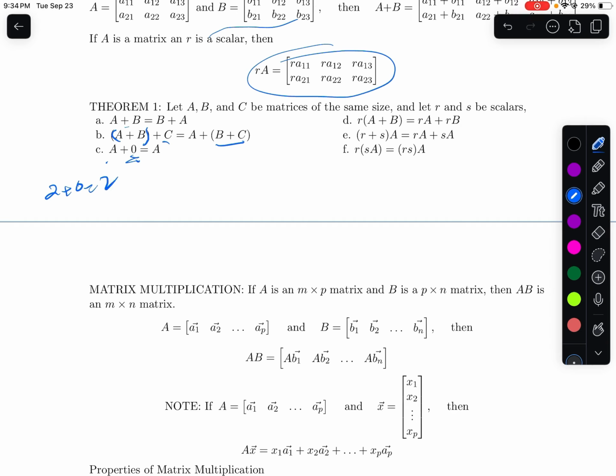C is saying A plus 0. This is not the number 0, this is the zero matrix. So the A matrix plus the zero matrix gives you back the A matrix. Again, this is comparable to numbers: 2 plus 0 is 2. Now here we have that property for the matrices, and this is called the additive identity property. So 0 is called the additive identity.